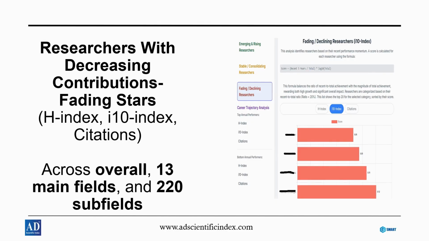Researchers with decreasing contributions, known as fading stars, are identified through their recent decline in H-index, I-10 index, and citation performance. The analysis highlights those whose momentum has slowed across the overall ranking, 13 main fields, and 220 subfields. These insights help institutions spot performance drops early and provide support or interventions where needed.